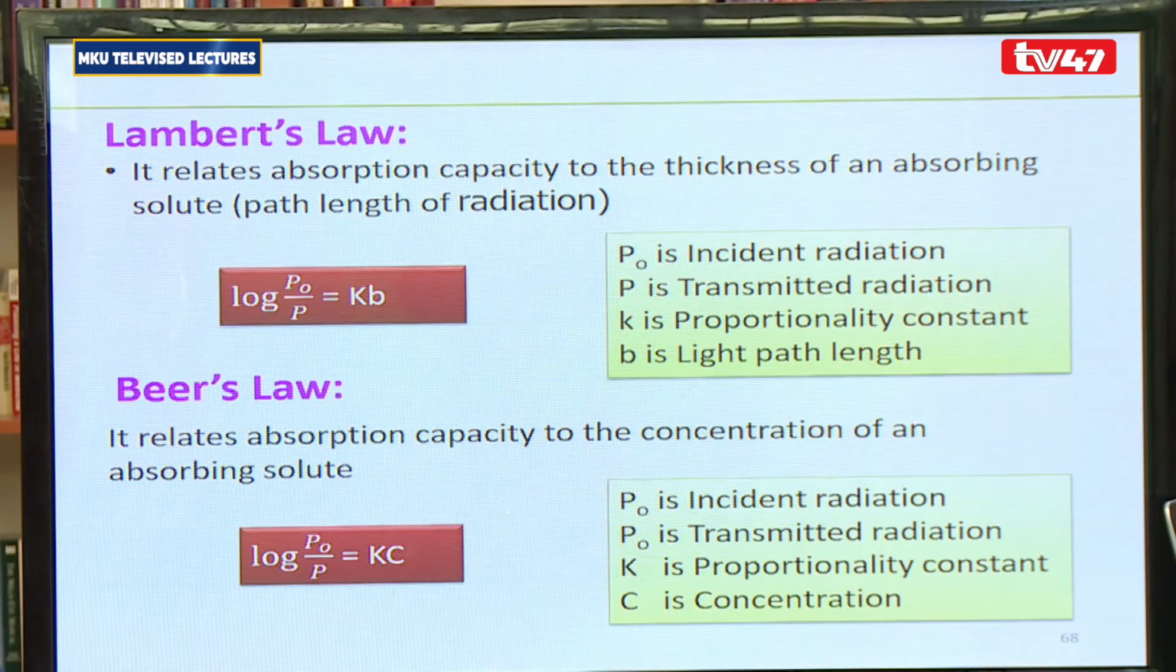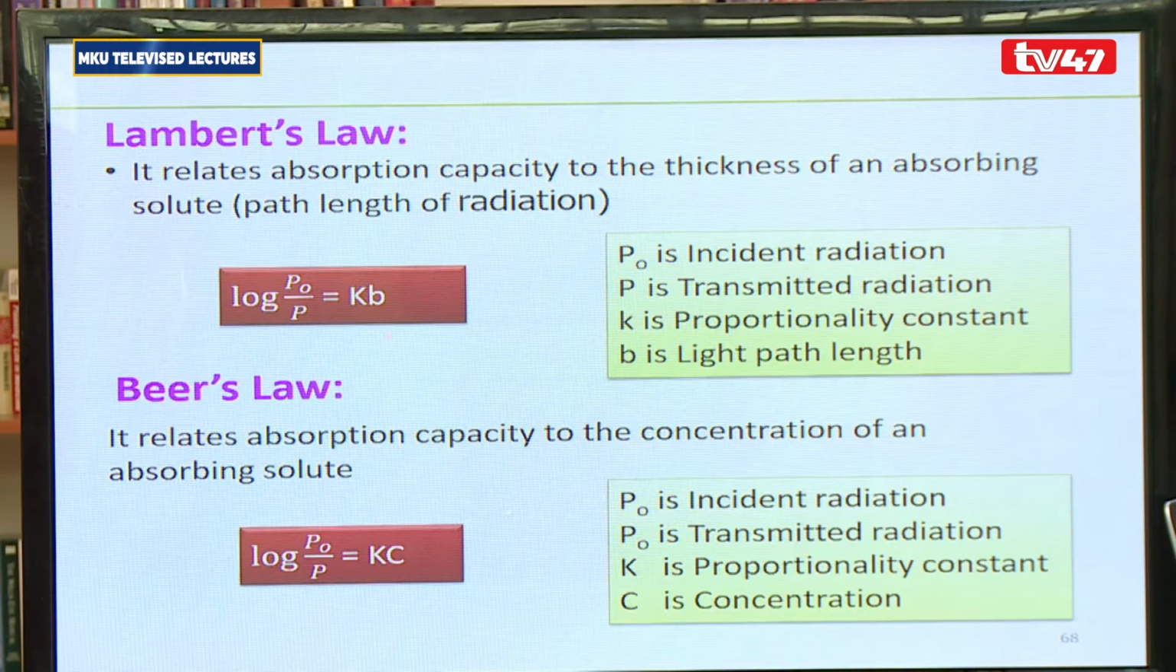Then we have P, which is what is transmitted. After it comes into your sample, some of it is absorbed. P is what is transmitted, or what goes to the detector to be detected. And we are saying that this absorbance is equal to k, a proportionality constant, or in other words, the absorbance is going to be proportional to b, and b is the path length of the cuvette, the distance that light is going to traverse through as it interacts with your sample before it comes out from the other end.